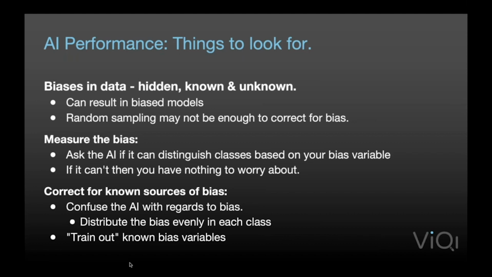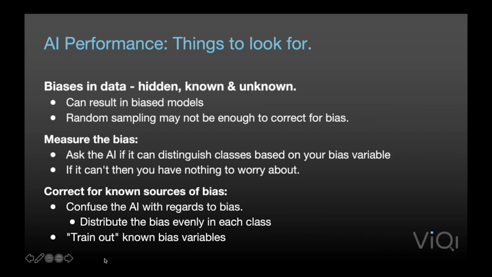On the other hand, if it comes back and says, yes, I can distinguish them, then you can still do some things about that. You can confuse the AI with regards to the bias. In other words, you have an even distribution between your 2 postdocs in each class, and so the AI has nothing to latch onto to train itself to just recognize one of your postdocs. And there are other ways of systematically training out this bias, which is more advanced. We're not going to get into it, but it is possible to train an AI to not recognize certain bias variables.